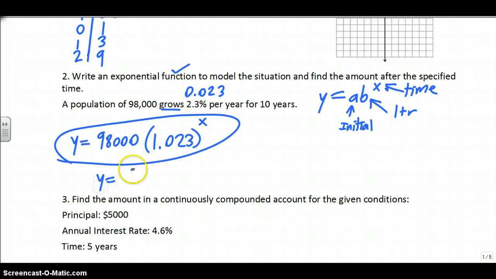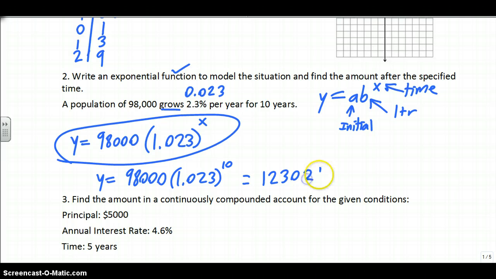Now we actually have to plug in 10 years to figure out what the population is in 10 years. Make sure you do the exponent part first. So 1.023 to the 10. And then times 98,000. Be careful how you round. We're talking about a population here, so even though I have 0.89, I can't have 0.89 of a person. So it's still 123,021. You do not round up. Okay.